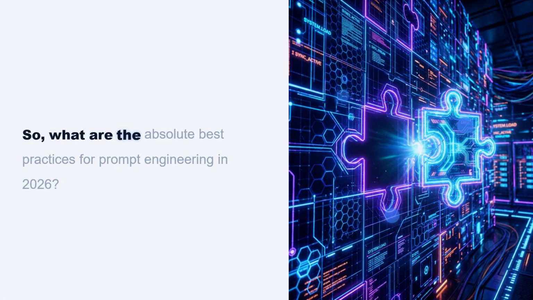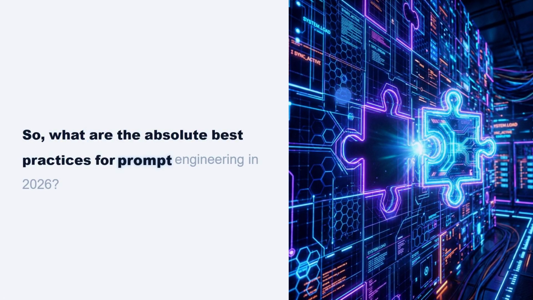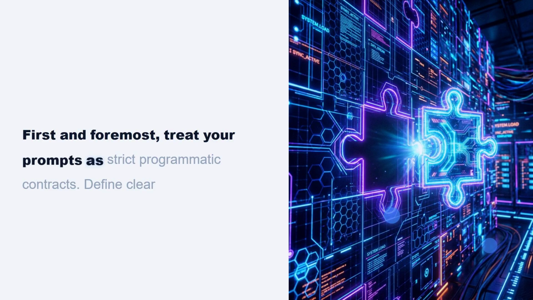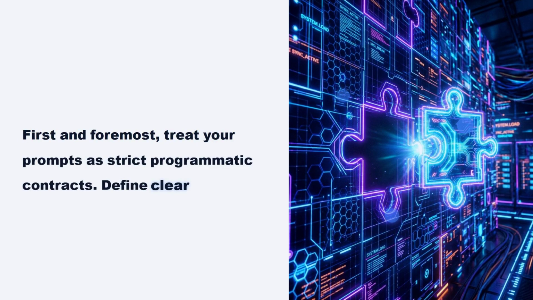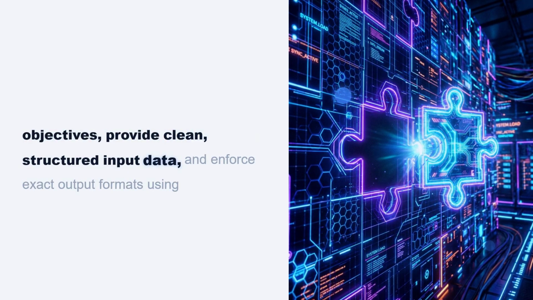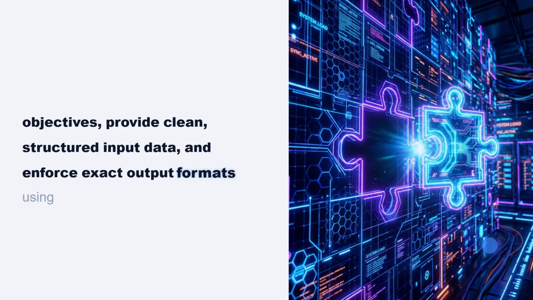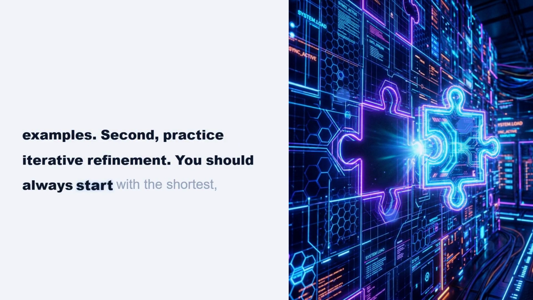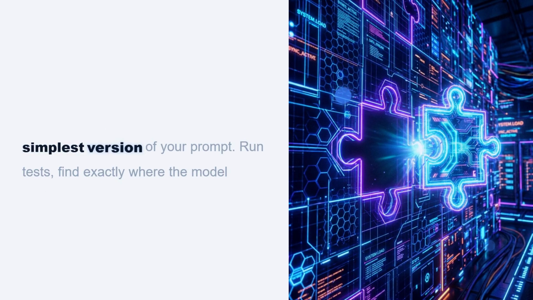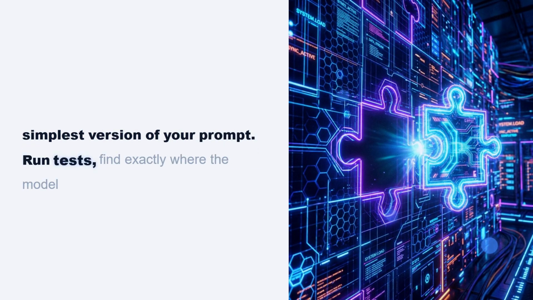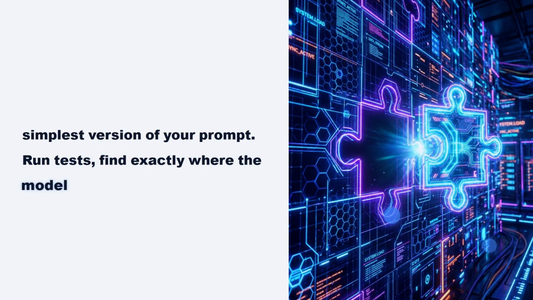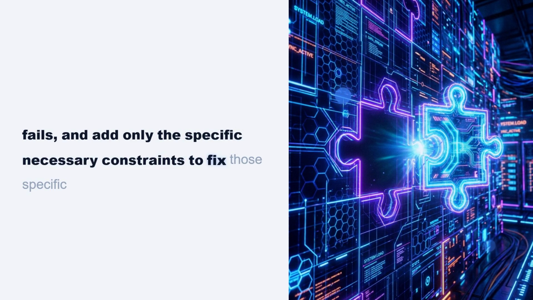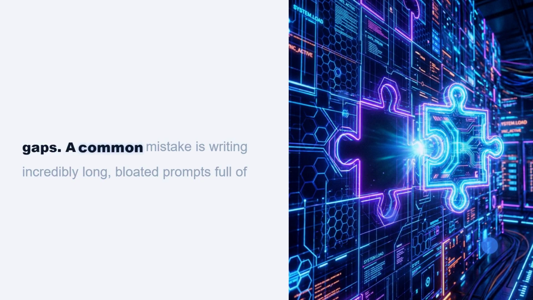So, what are the absolute best practices for prompt engineering in 2026? First and foremost, treat your prompts as strict programmatic contracts. Define clear objectives, provide clean, structured input data, and enforce exact output formats using examples. Second, practice iterative refinement. You should always start with the shortest, simplest version of your prompt. Run tests, find exactly where the model fails, and add only the specific necessary constraints to fix those specific gaps.